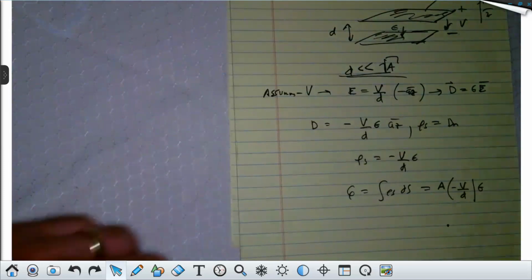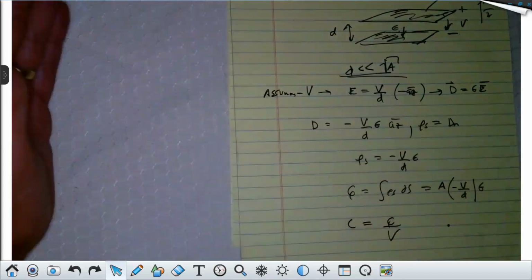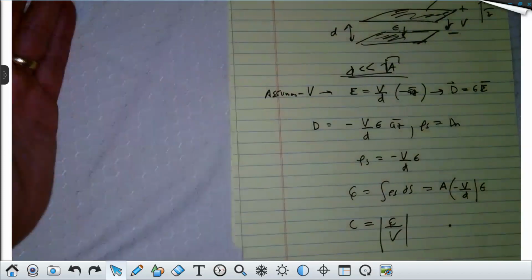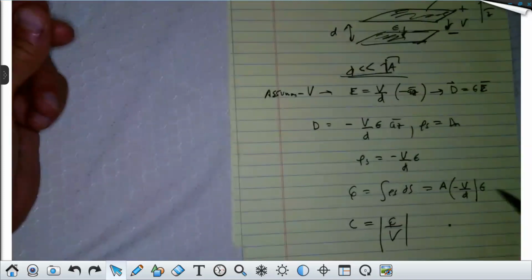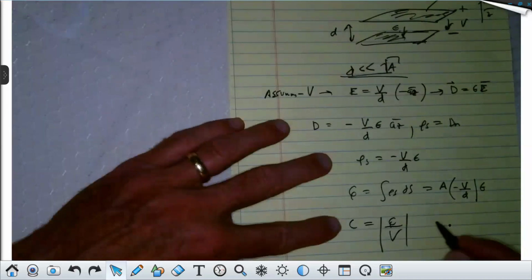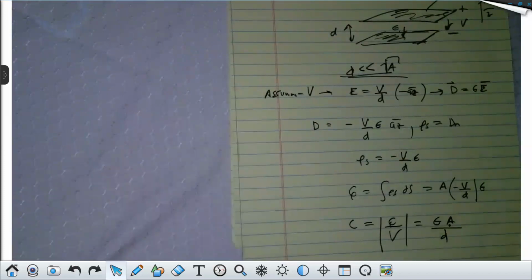Finally, for the capacitance, you say capacitance is Q over V, and you take the magnitude. So I lose the negative sign here, and I lose V, and I find out the capacitance of a parallel plate system is epsilon A over D. Y'all see the steps I've done here? Now I'm going to show you a twist on this one. It'll help you.